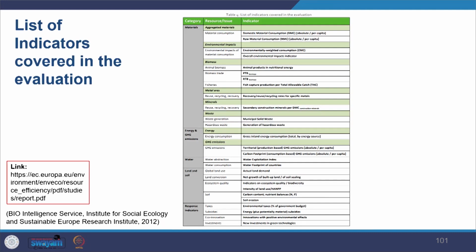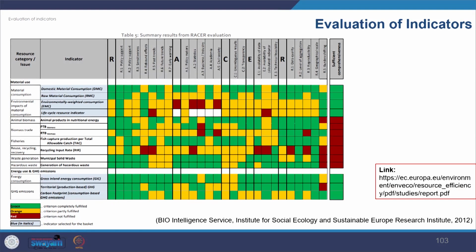So again, you can see the categories: material, energy and greenhouse gas emission, water, land and soil, response indicators. You can see resource issues, what has been used under material, the range of resources, and then how you use the indicator. There are certain examples of indicators here, like domestic material consumption, absolute and per capita, raw material consumption, environmental weight consumption, and an overall environmental impacts indicator.